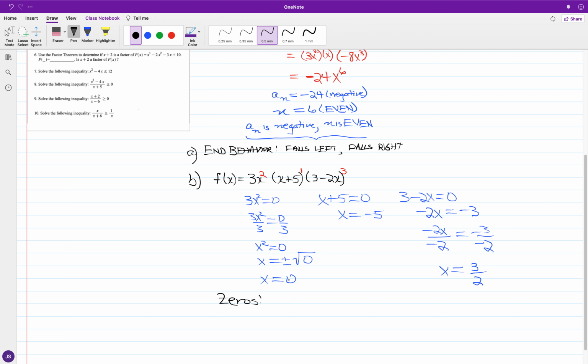So in the case of the zeros, I have 0, negative 5, as well as 3/2. And for the multiplicities, 0 stems from the first factor, which is raised to the second degree. Negative 5 stems from x plus 5, which is raised to the first. 3/2 comes from 3 minus 2x, which is raised to the third.